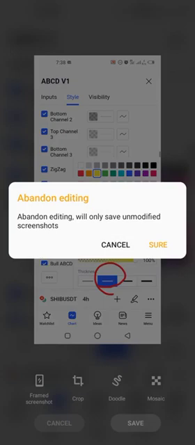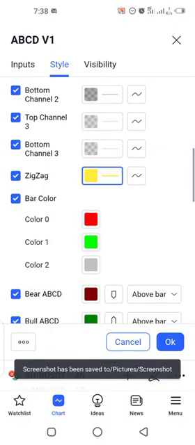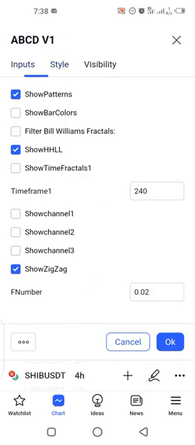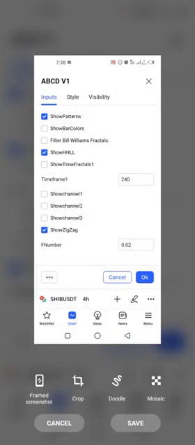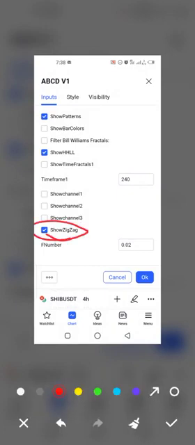All right. Now, having done that, we now go to the input. Now, in the input here, that's where the important area is. And we choose the zigzag. And also we choose show HH and LL. Show HH and LL. So we tick this area, these, all right, and show the patterns.